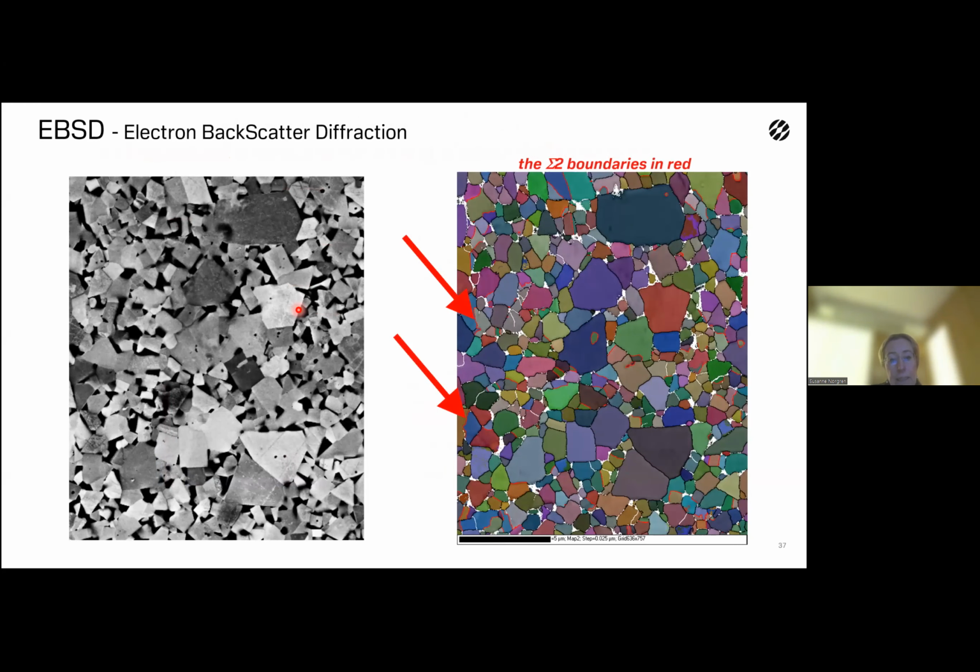And in this case, you can see a comparison where I put some red arrows. These are the special boundaries. And this is the corresponding image of the microstructure.